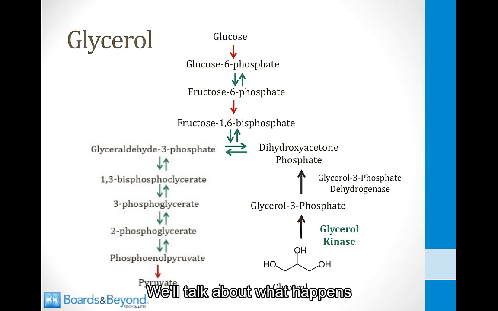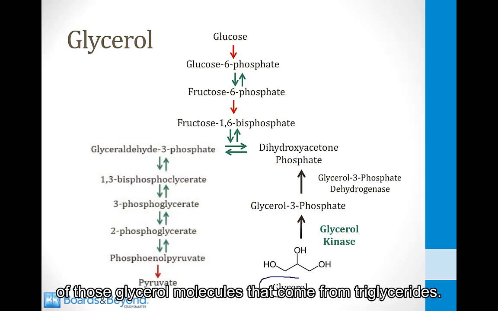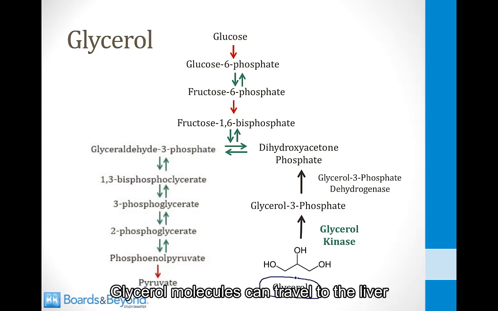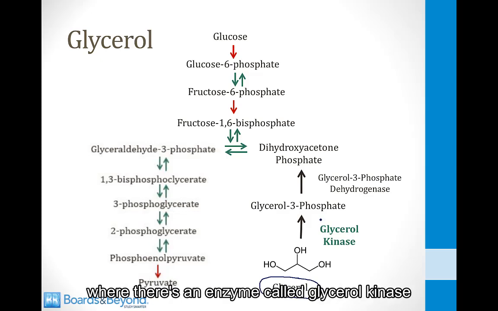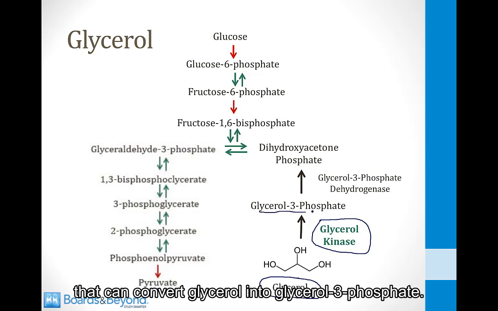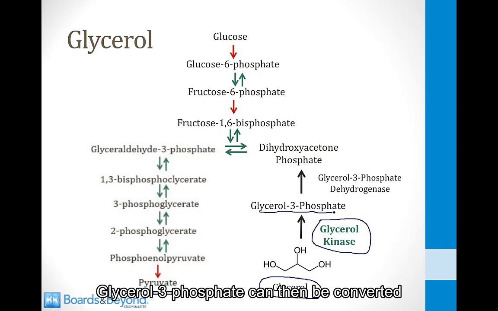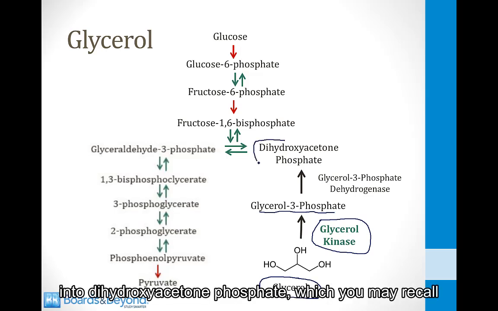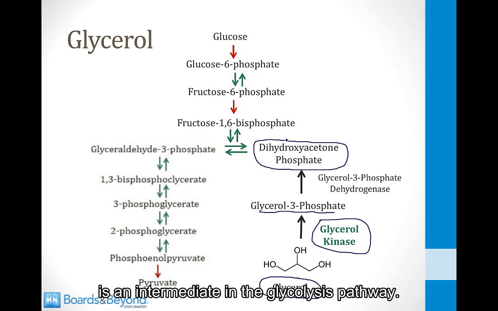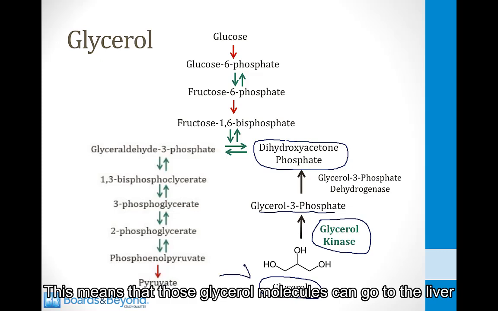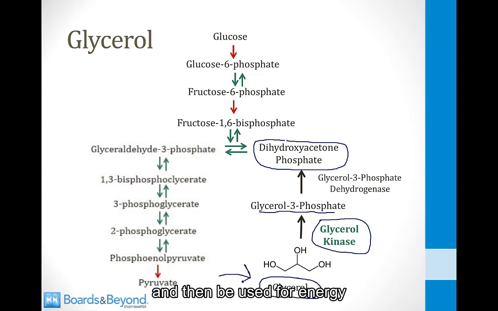We'll talk about what happens to those free fatty acids in a minute, but first let's talk about the fate of those glycerol molecules that come from triglycerides. Glycerol molecules can travel to the liver, where there's an enzyme called glycerol kinase that can convert glycerol into glycerol 3-phosphate. Glycerol 3-phosphate can then be converted into dihydroxyacetone phosphate, which you may recall is an intermediate in the glycolysis pathway. This means that those glycerol molecules can go to the liver and then be used for energy or be converted back into glucose via the pathway of gluconeogenesis.